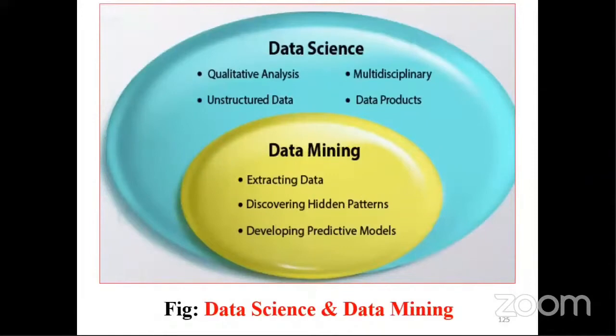What is the difference between data science and data mining? Data mining is a sub-branch of data science. You can call it qualitative analysis, multidisciplinary, unstructured data, data products. In data mining, we extract data, discover hidden patterns, develop predictive models, etc.